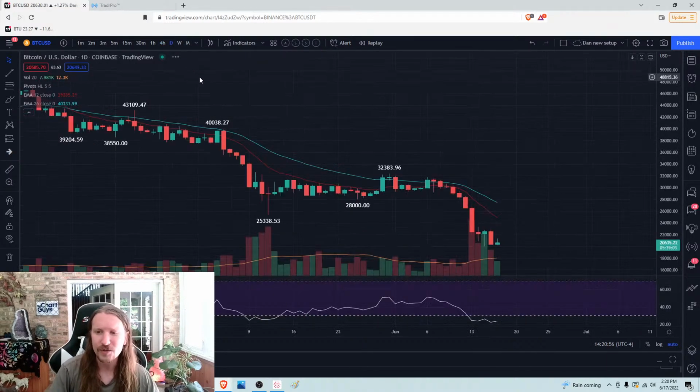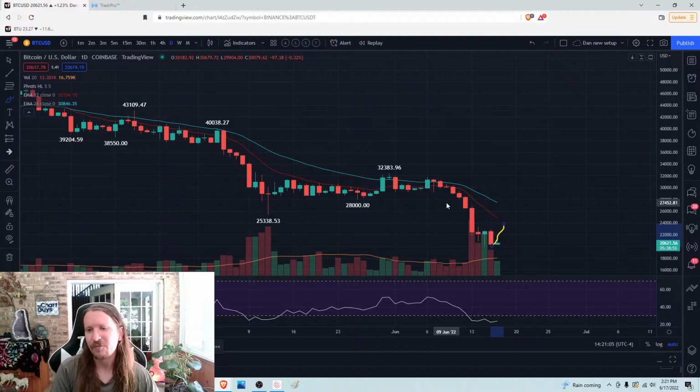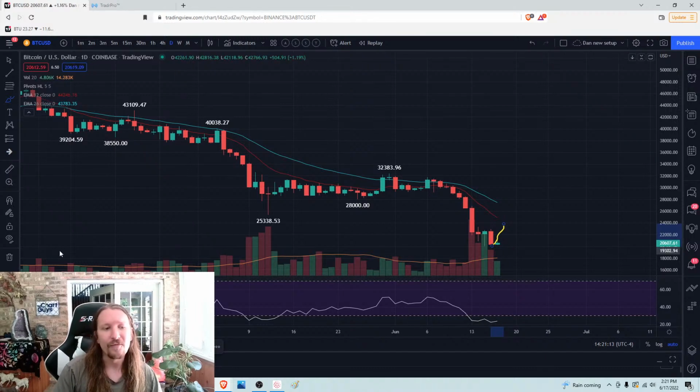If 20,000 holds and we break 4-hour lower highs, we're going to look for a daily bounce to be underway, and we'll have a date with daily EMA 12. And if we don't get over daily EMA 12, we know it's not a very strong bounce, and the bears are still comfortable from the daily and weekly perspective. And for me personally, I will remain patient.